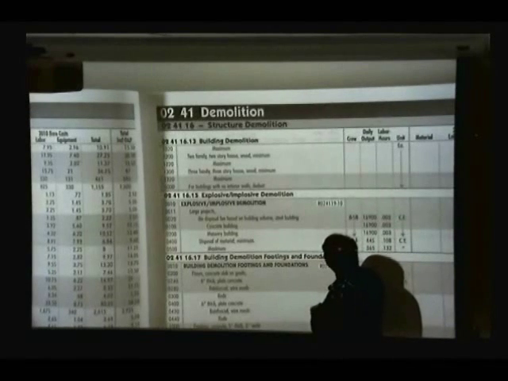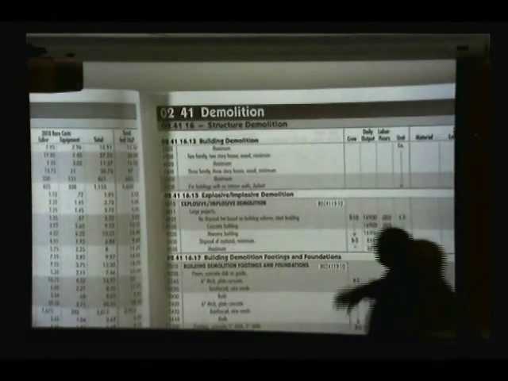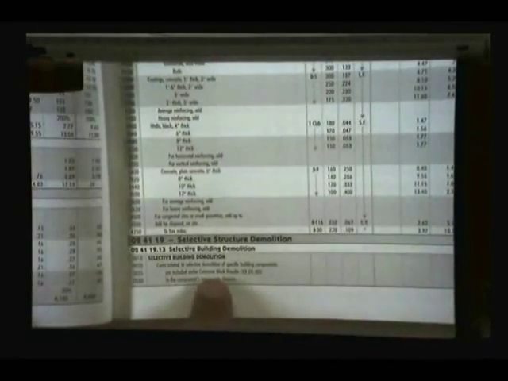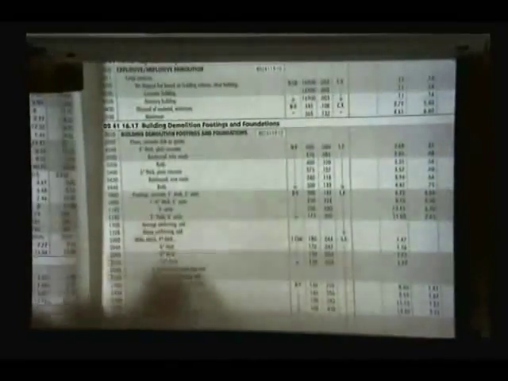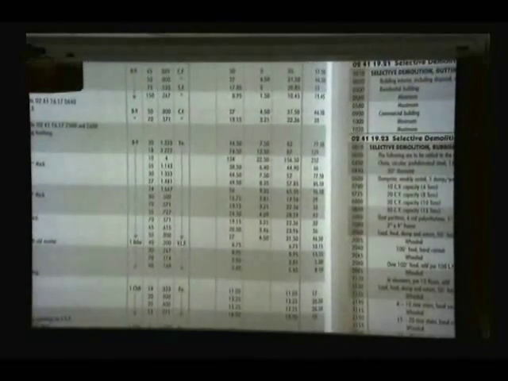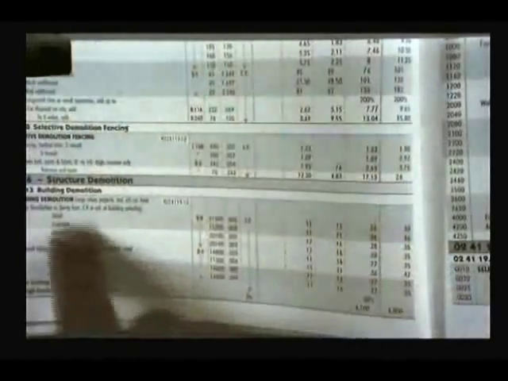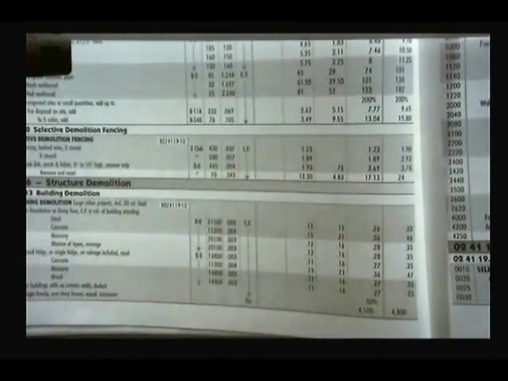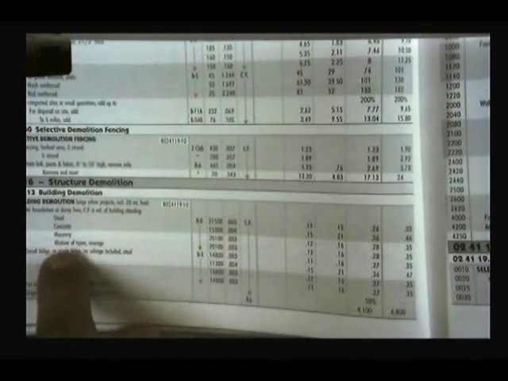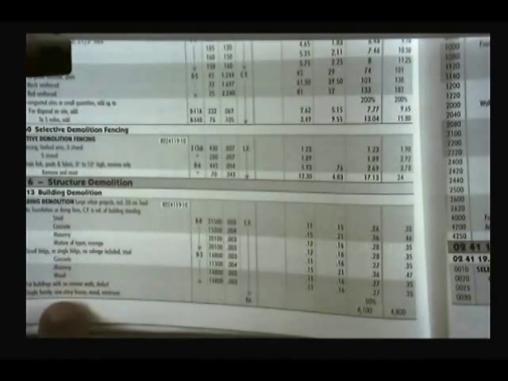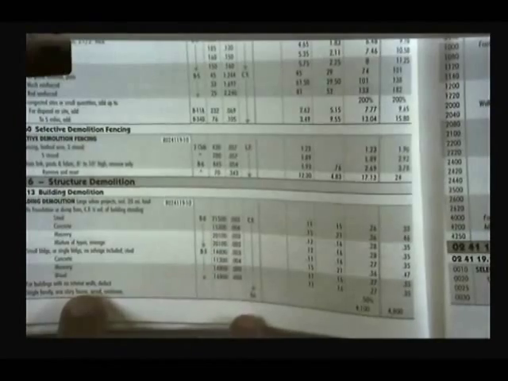Smith's book. So you have building demolitions, you have explosive demolition, you have selective structure, so selective building demolitions, you have building demolition footing and foundations, and then you have selective structure demolition. So we have building demolition, no foundations, so dump fees, and then you have steel, concrete, masonry, small buildings or single buildings, buildings with no interior walls, deduct so much.